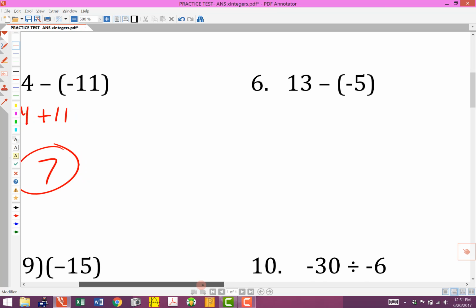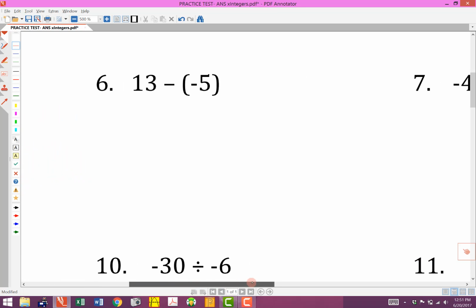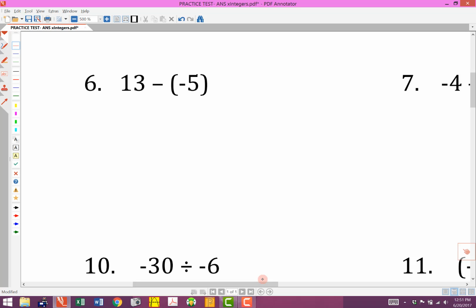And again, at any time you can go back and review this video. You can pause it, think your way through it. You can go back and look at each one of the sections and watch how to do these again, get some more explanation. 13, negative times negative is positive. Same sign, find the sum. So we're going to have 18. They're both positive, so the answer is positive 18.